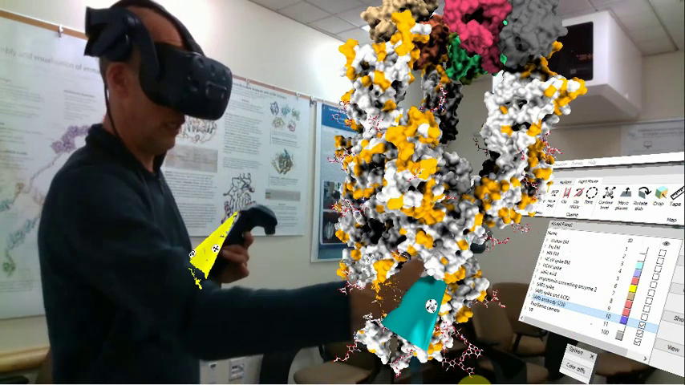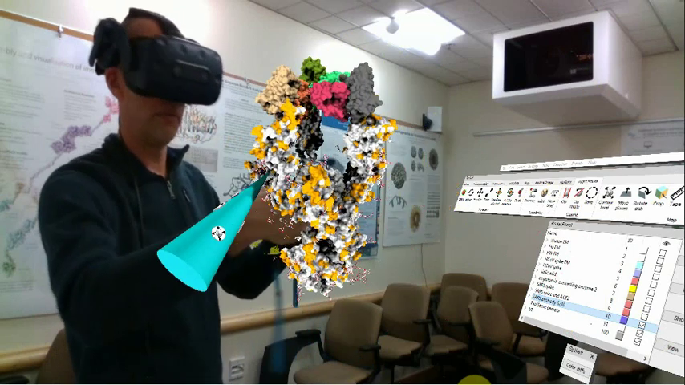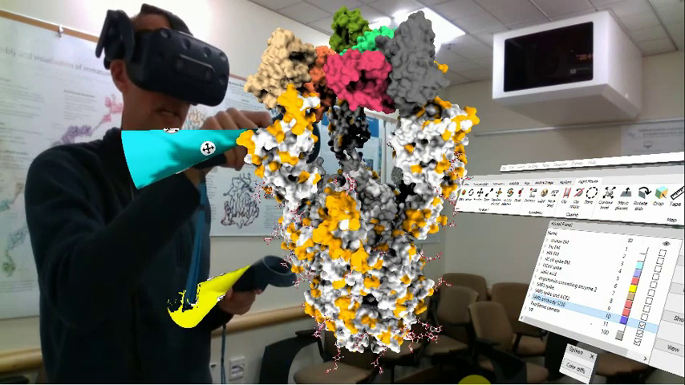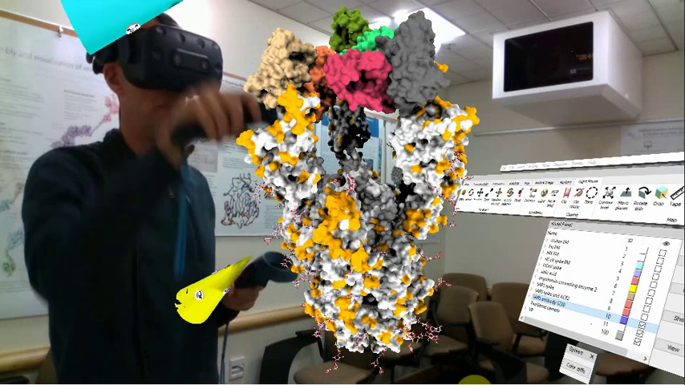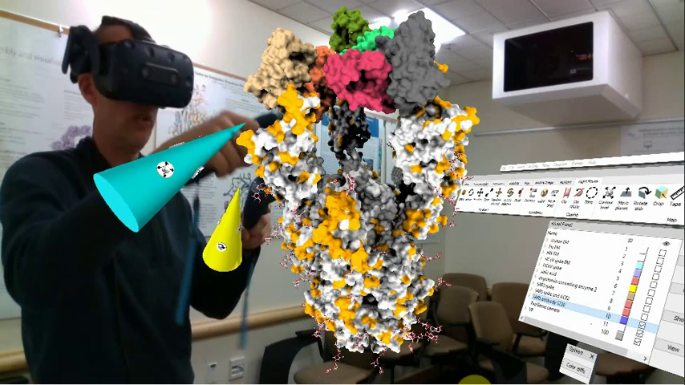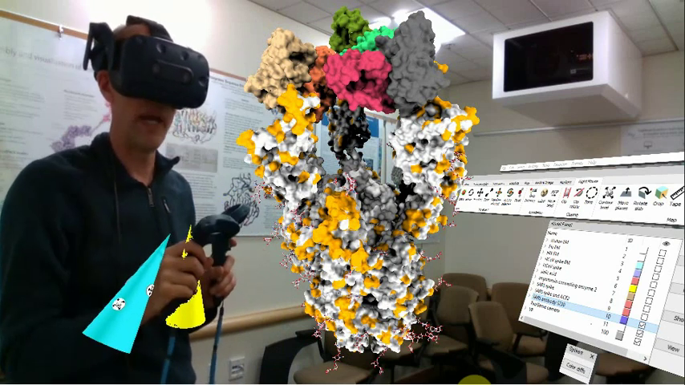So the spike here has disguised itself with all these sugars. But the problem is, up where it needs to recognize the host cell, it can't put sugars there because they would be in the way. They would prevent the recognition with ACE2. And so that's a vulnerable part. And so that's where we see this antibody bound.